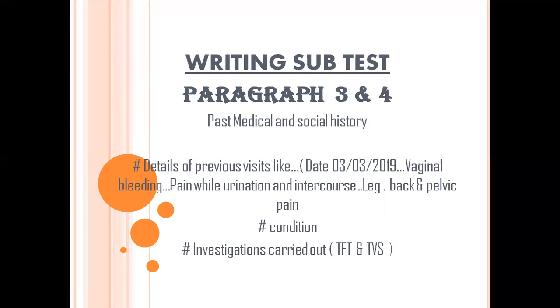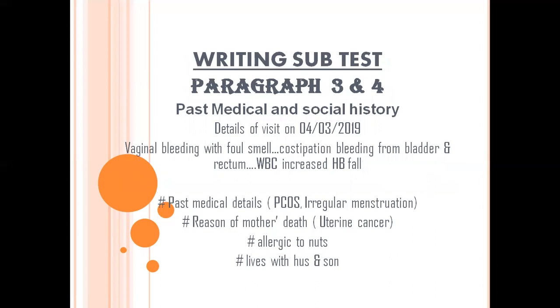Okay, here, the past medical history means we are writing about her previous visits. Her visit first happened on 3rd March, and we will give the details on that particular day why she came to the hospital. She came because of vaginal bleeding, pain while urination and intercourse, leg, back, and pelvic pain. Right, this is her condition, and we are writing in detail all the conditions there. Okay, and what investigations were carried out there, that also we write. They carried out TFT and TVS. We will write about those investigations also.